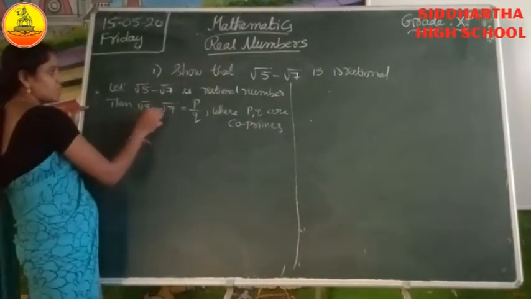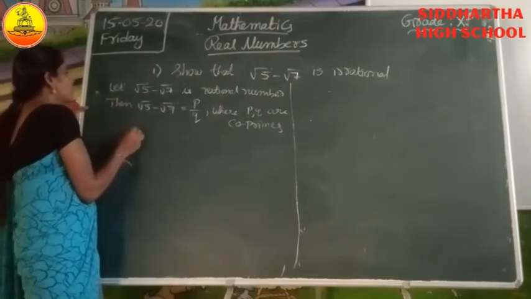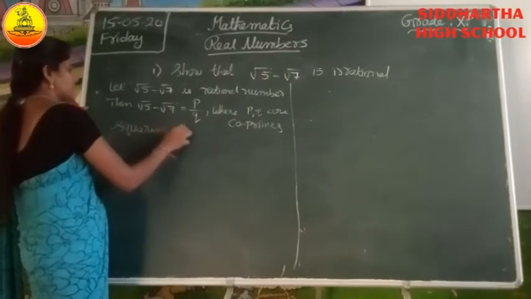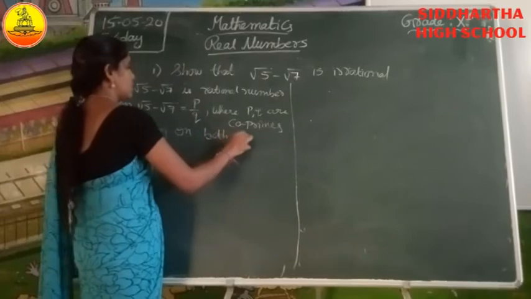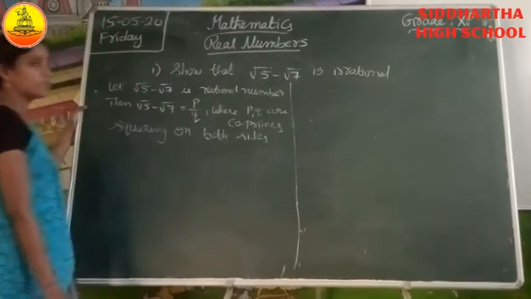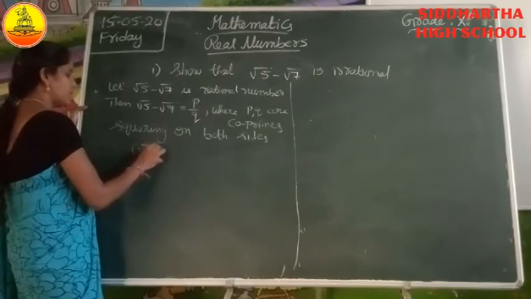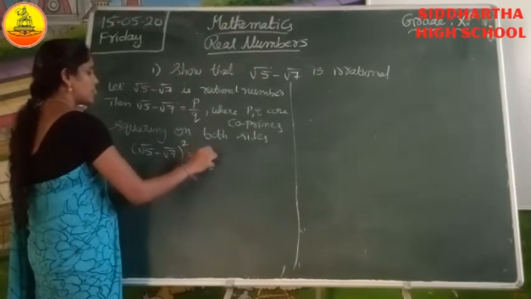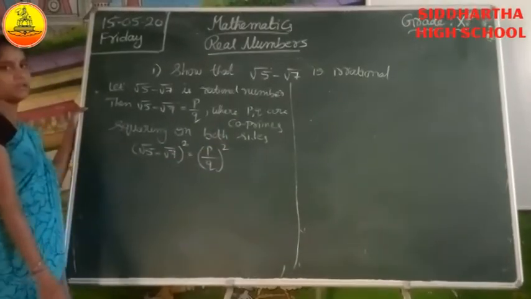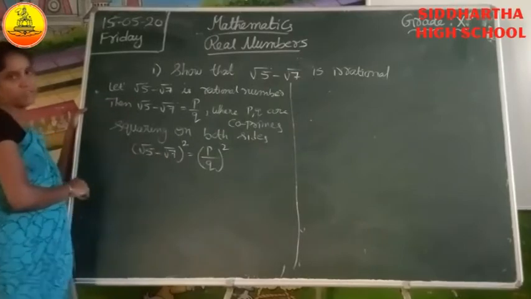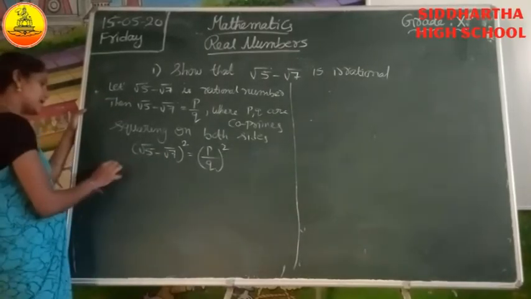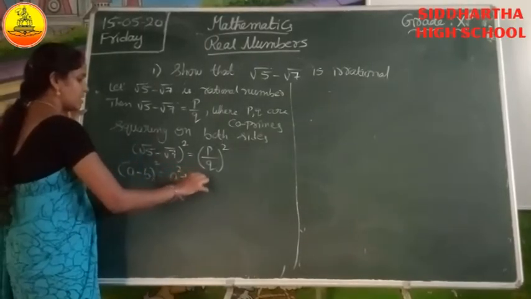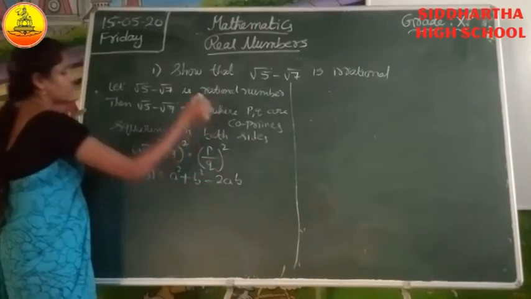Now what do we have to do? Two roots are there, so we have to do squaring on both sides. Root 5 minus root 7 whole square is equal to p by q whole square. It is in the form of a minus b whole square. Already we know the formula. What is the formula of a minus b whole square? a square plus b square minus 2ab.